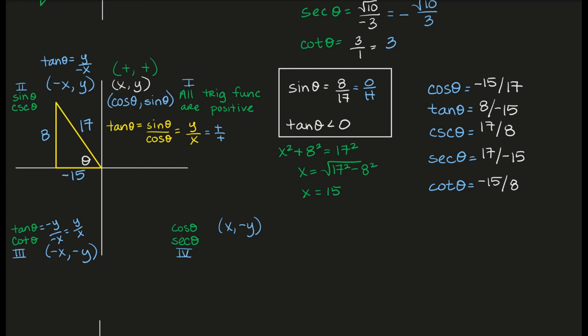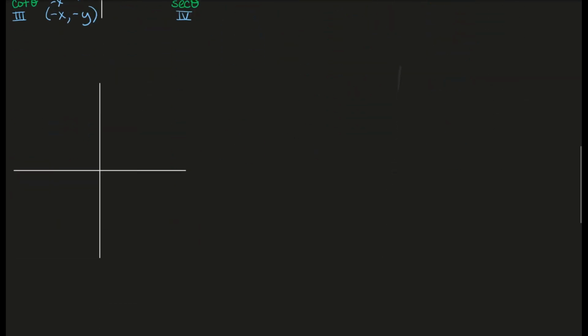So given just this, sine of theta and tangent theta, I was able to determine the 5 remaining trigonometric ratios. So that was a lot of information in one problem. Let's do another one just like that.